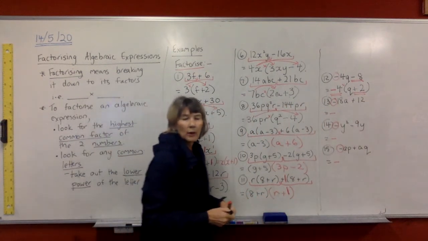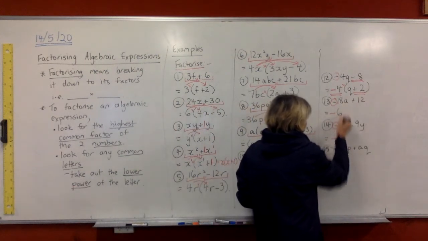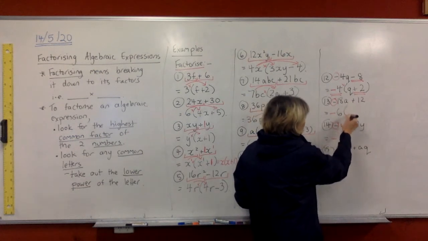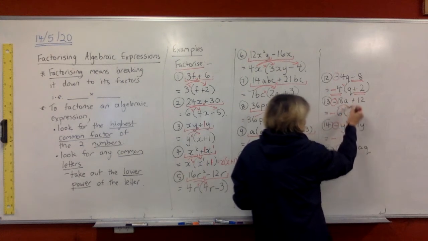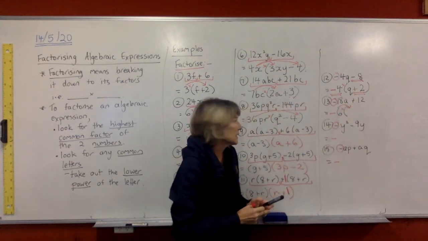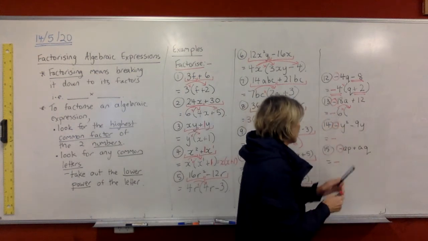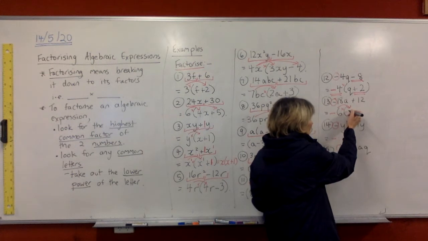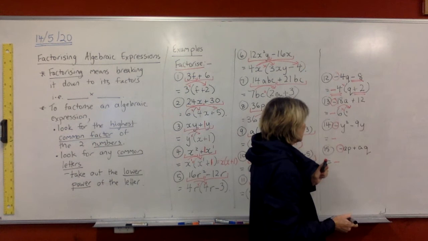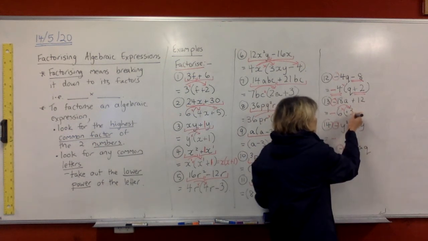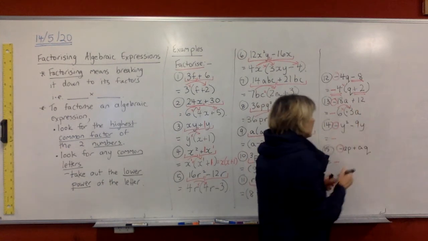18 and 12. The highest number to go into both of them is 6. Open up your bracket. Alright, now let's think. Minus 6 times what gives you minus 18a? To get a negative answer, you have to have different signs. So this one has to be positive. You don't have to write that in, but I'm writing it in just so you can see it. And 6 times 3 will give me 18. The a has not been taken out, so it's still inside.